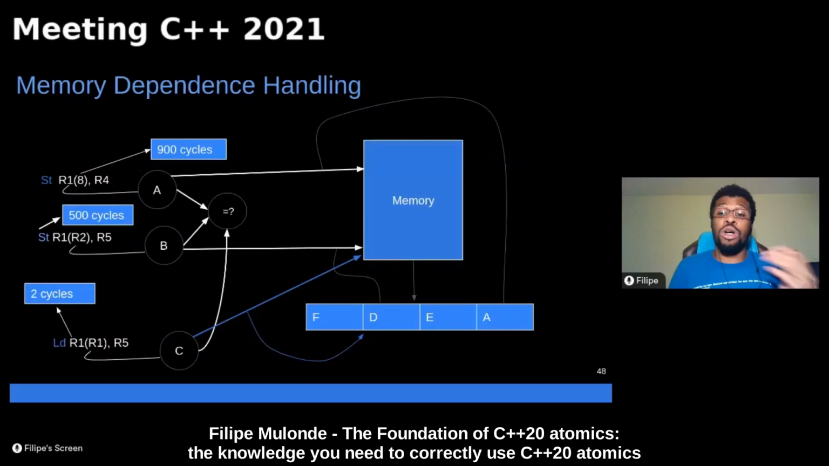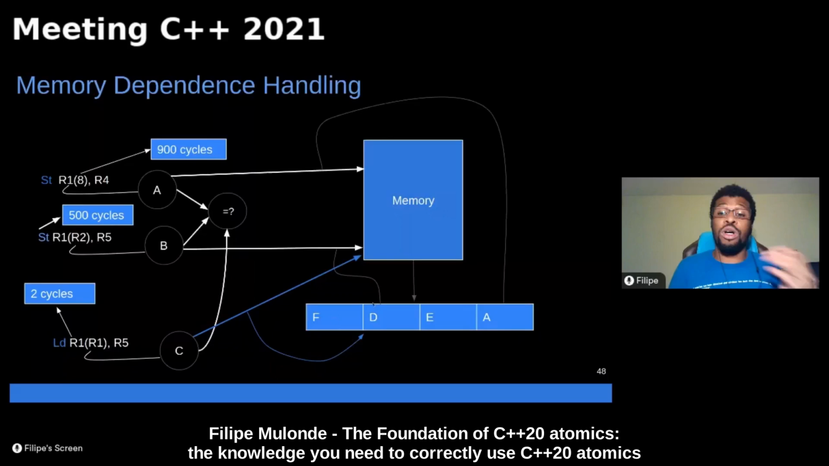And here we have another illustration that will help us understand that the problem is even bigger. We have the first store whose address takes 900 cycles to complete, and a subsequent store whose address takes 500 cycles to complete. And after that, we have a subsequent load whose address takes 2 cycles to complete. It's important to mention that this load is going to access 4 bytes in memory. That means this load is going to access 4 different locations in memory.